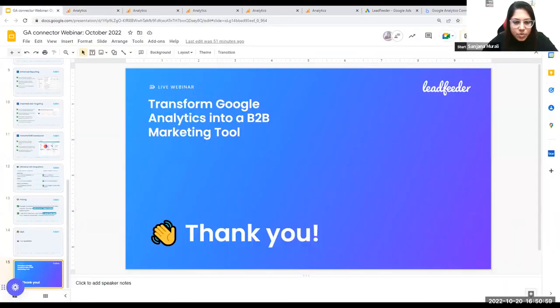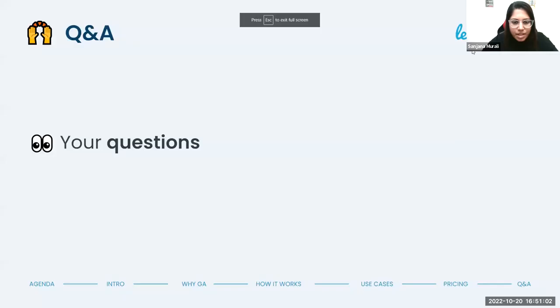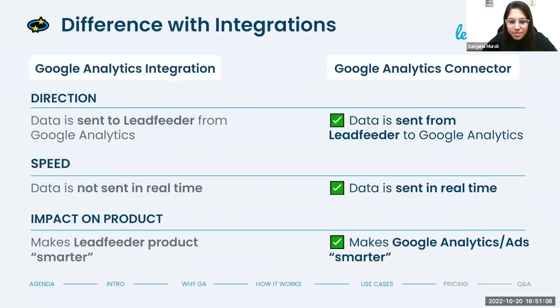All right. Next one is, can you show the slide again explaining why to use the connector and not the integration with Google Analytics? I can speak to this. It's not that you should use either or, it's more showing which one does what. The Google Analytics integration sends data from Google Analytics to Leadfeeder and makes Leadfeeder smarter, but it's not in real time. And the Google Analytics connector sends data from Leadfeeder to Google Analytics, and it's in real time and makes Google Analytics smarter. So in the best case scenario, it's probably good if you use both and make use of everything being smarter.